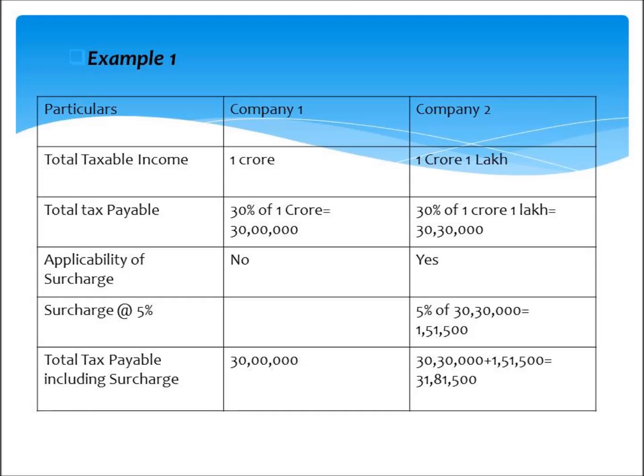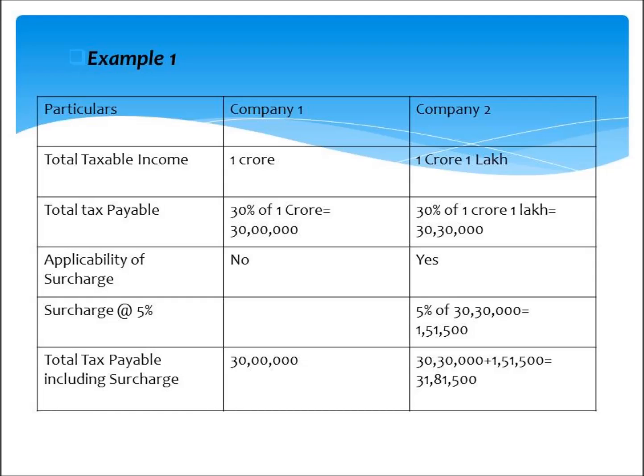Now, Company 1 is earning 1 crore, so there is no applicability of surcharge because surcharge is applicable only if the earnings exceed 1 crore. So, surcharge is not applicable in case of Company 1, but in case of Company 2, though it is earning just rupees 1 lakh over and above rupees 1 crore, still the surcharge will be applicable as the income is exceeding rupees 1 crore. Now, surcharge will be applicable at the rate of 5% on Company 2 only because Company 1 does not come under the purview of surcharge.